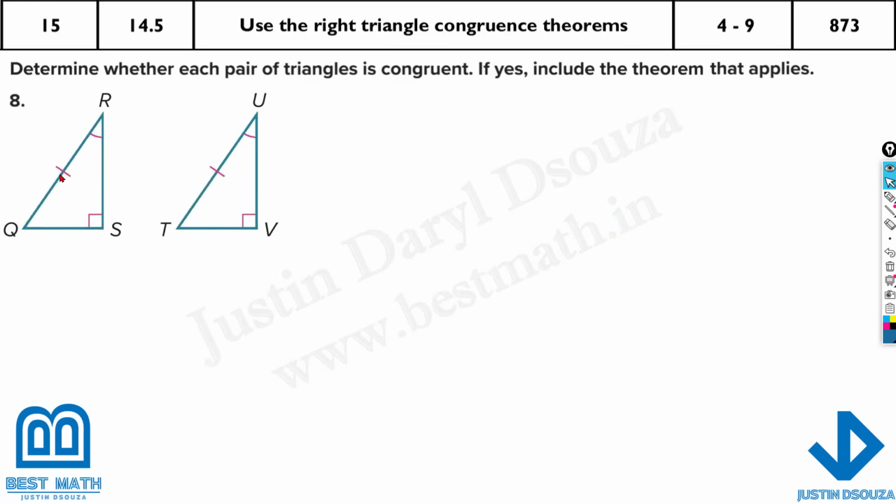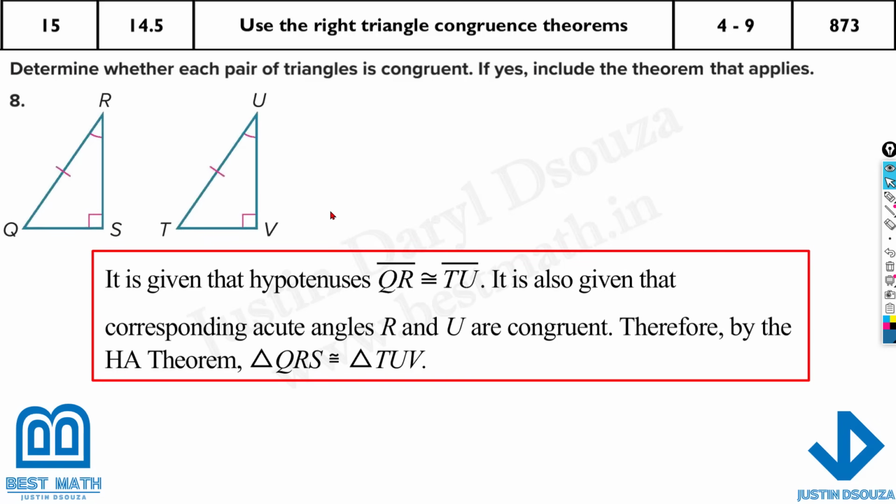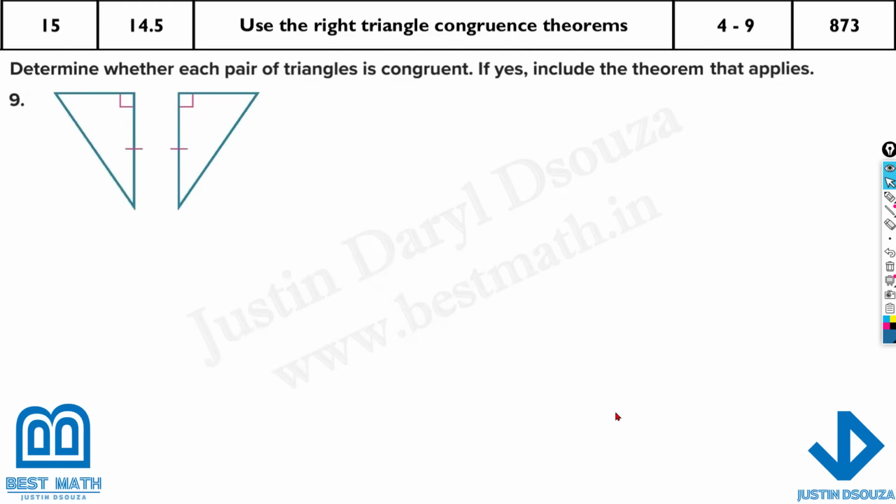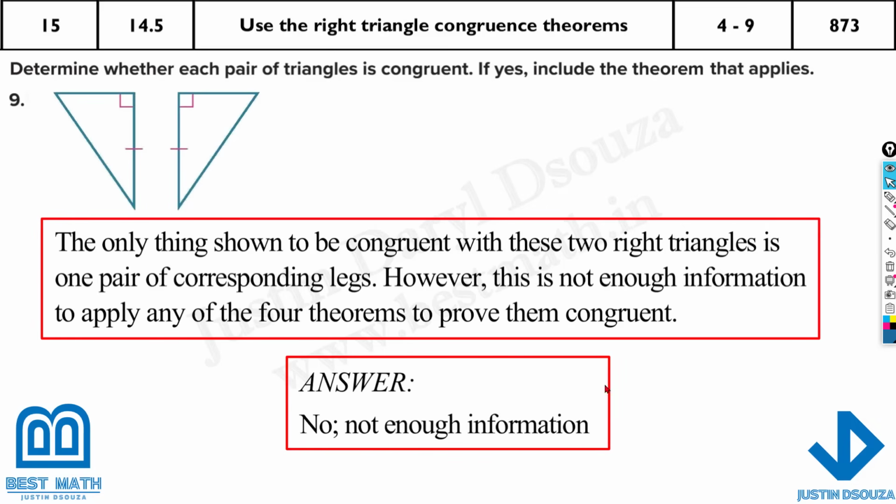What about here? We have a hypotenuse and an angle, so it's H and A. HA, that is a hypotenuse and an angle. And here we have a right angle and only one leg. See, there is no theorem that says only one leg is equal. We need something else other than the right angle. So we can't say, there's no information here. So we just say there's not enough information.